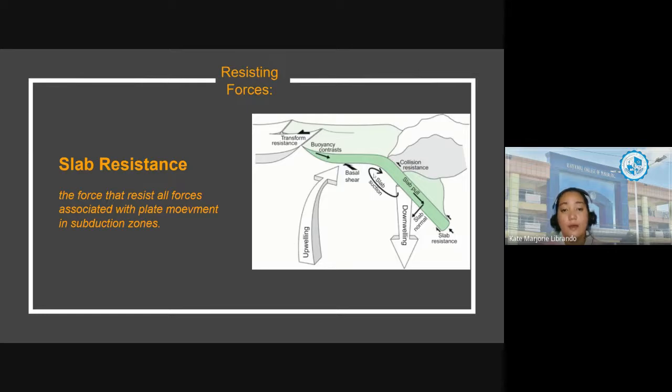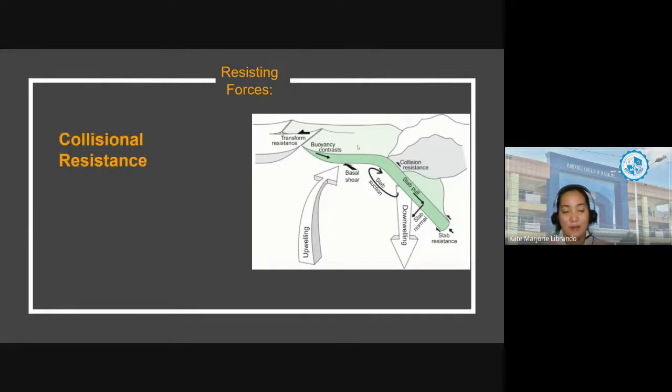subduction zone. Now, diba, in the slab pull, this slab pull force drives the plates towards the mantle, right? It is pulling the plates towards the mantle, and then as it goes down, there will be a slab resistance that resists all the forces created by the slab pull. It tries to push back all the oceanic crust towards the mantle. So this one resists all the movements created by the slab pull.